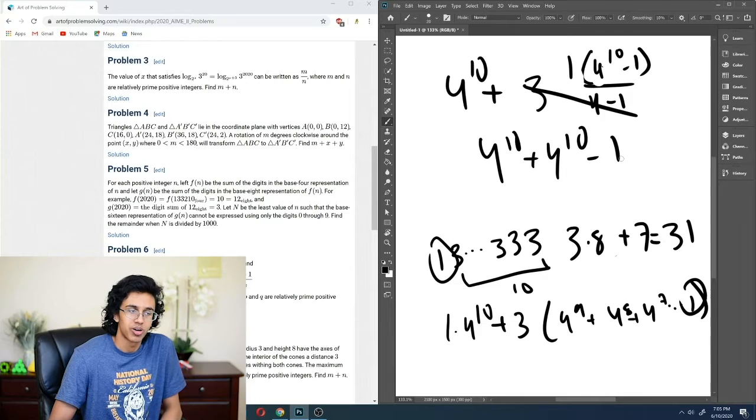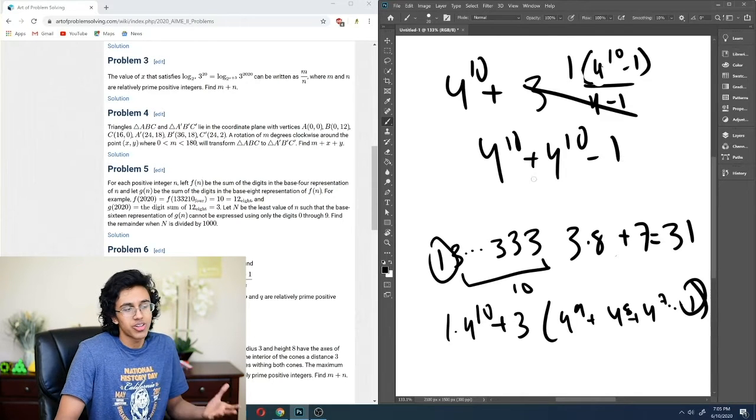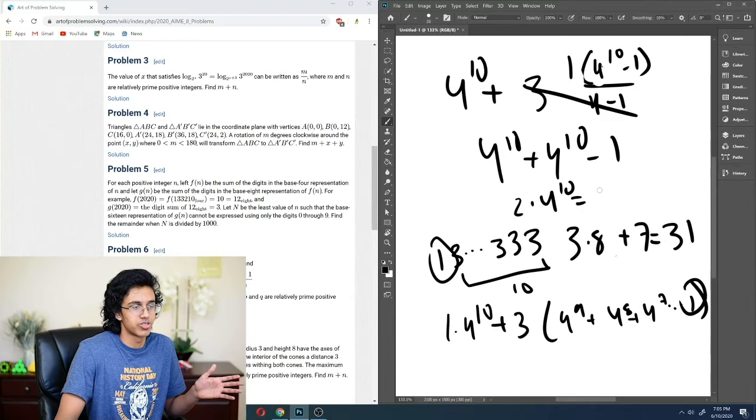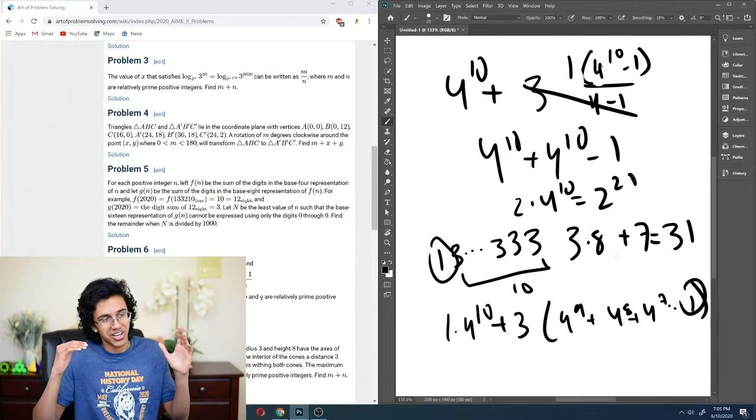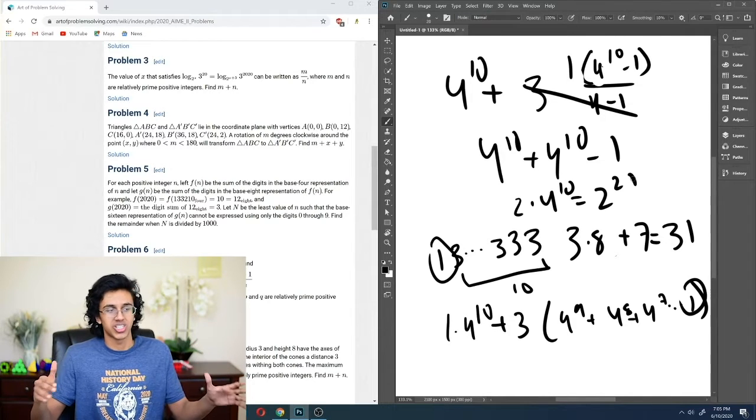Dude, I almost messed this one up. Okay, so basically you know that 4 to the 10 times 2 is equal to 2 to the 21. I literally read this as 2 to the 20 on the actual test, and I almost got so toasted. That would have been such a sad mistake, it's not even funny.